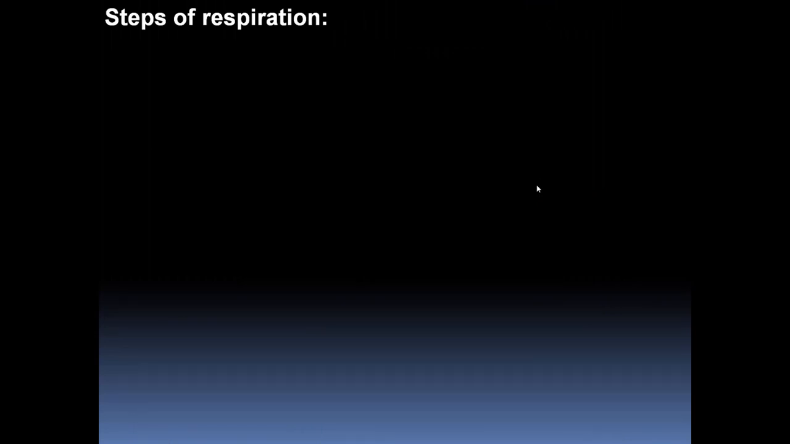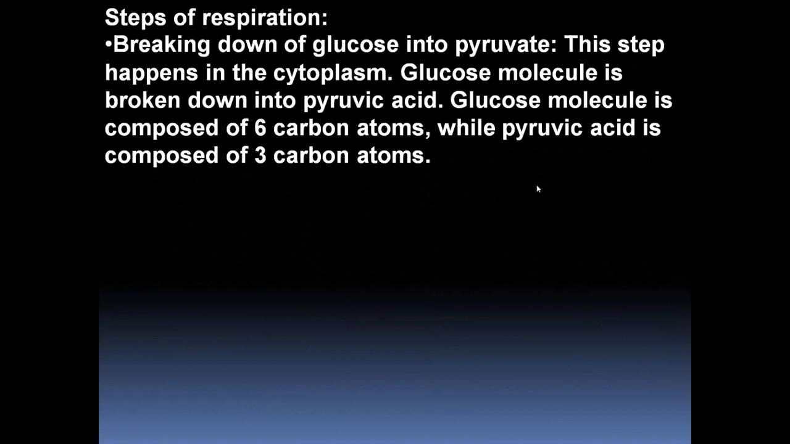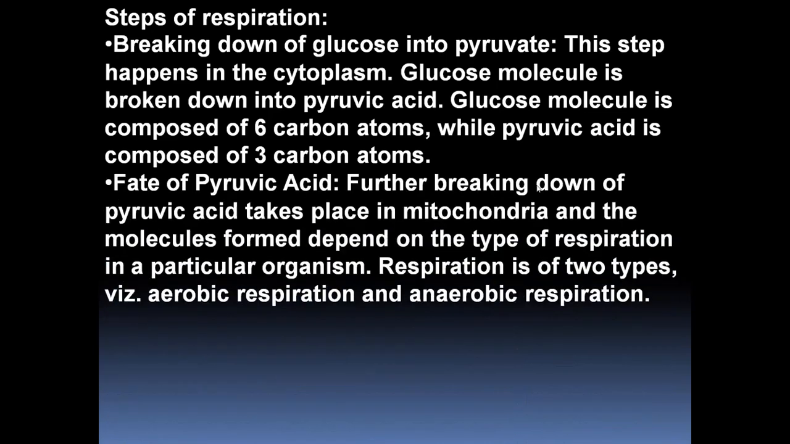Let us now learn the steps of respiration. Breaking down of glucose. Now what happens in the cell? First, the glucose enters the cell and it gets broken down. So glucose breaks into pyruvate. This step happens in the cytoplasm. Glucose molecule is broken down into pyruvate or pyruvic acid.